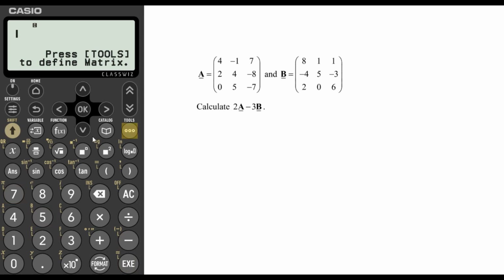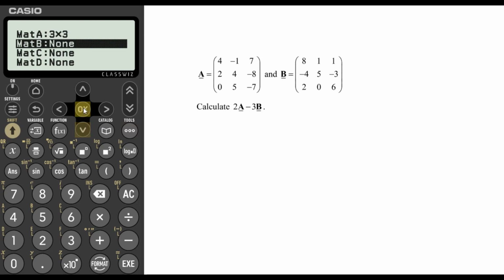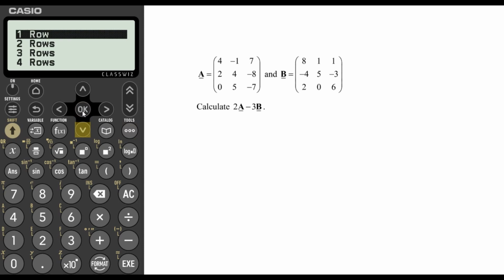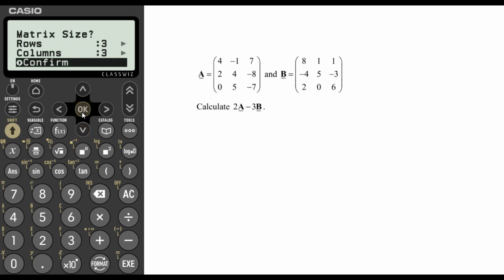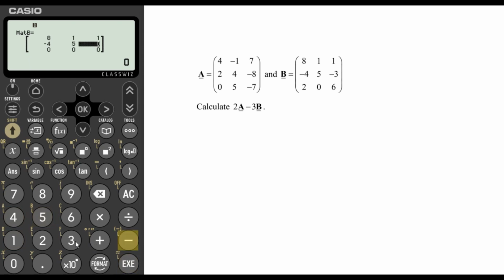Let's now define matrix B. So if we go to Tools, we will define matrix B. Matrix B has 3 rows and 3 columns. We have 8, 1, 1, minus 4, 5, minus 3, 2, 0, 6. So, matrix A and B are stored into the calculator.